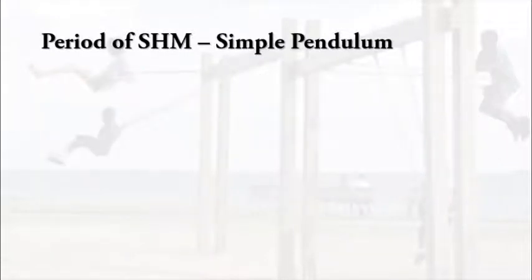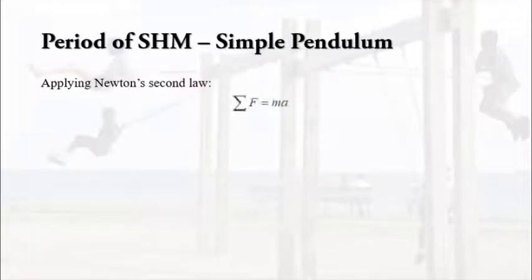Now, let us apply Newton's second law in our situation. Why Newton's second law? Why not the first law? First, because our object does not move with constant velocity. Second, because it does not stay at rest. And the most important thing is that our object is moving with an acceleration. So applying Newton's second law, we have summation F equals ma.